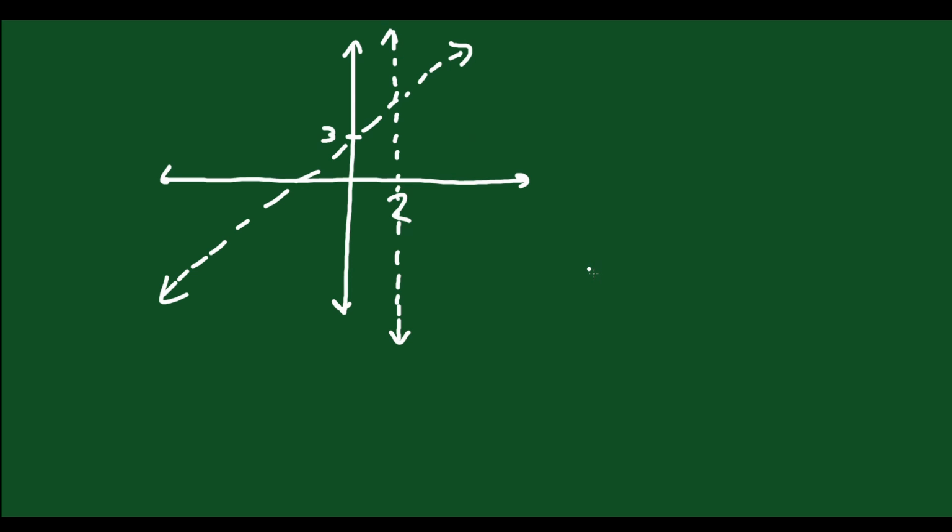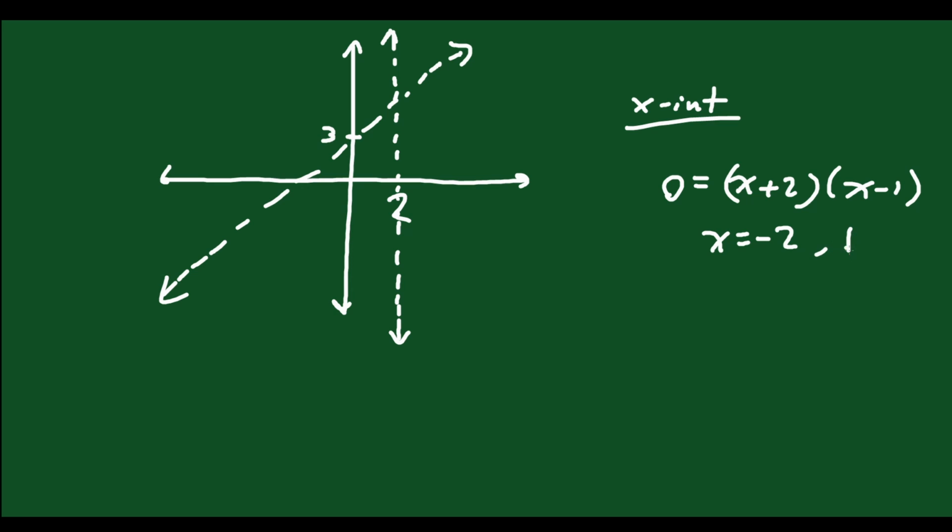Now we can draw the graph. We're going to need to figure out some x-intercepts, right? As we discussed in the last example, we set the top to 0 and solve for x. The top of this is just x plus 2 times x minus 1. So you're going to get x equals negative 2 and positive 1 for your x-intercepts. So negative 2, you have to figure out where that is. Is it to the left of that asymptote or is it to the right of that asymptote? That's important, right? Well, I'm going to show you negative 2 is actually here and 1 is actually here.